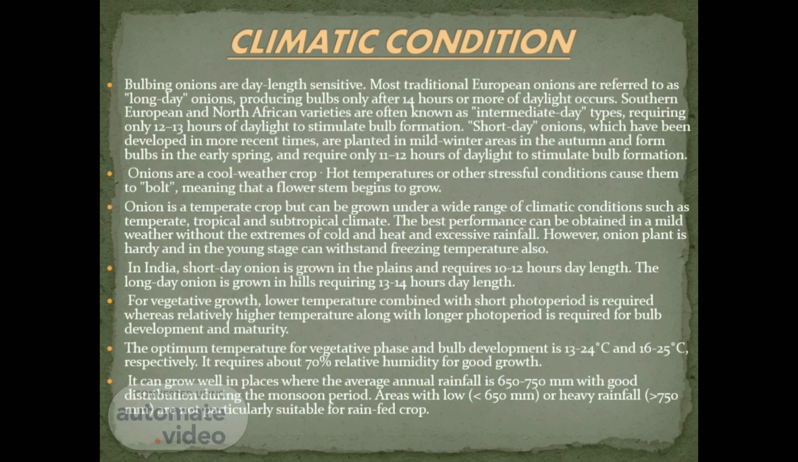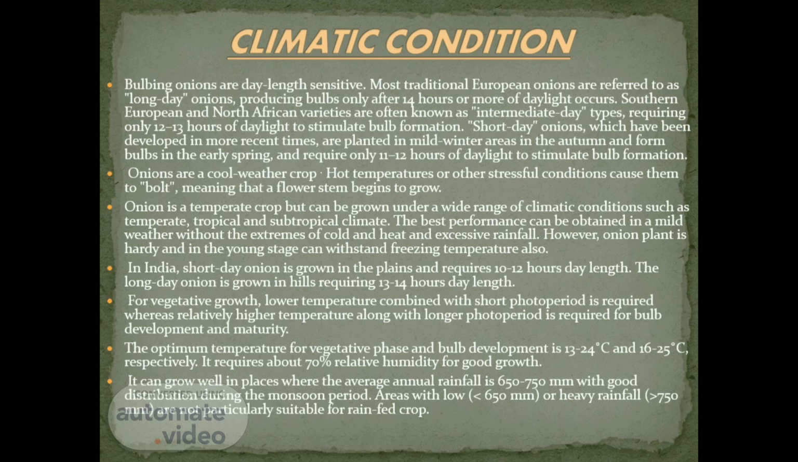Climatic conditions. Bulbing onions are day length sensitive. Most traditional European onions are referred to as long day onions, producing bulbs only after 14 hours or more of daylight occurs. Southern European and North African varieties are often known as intermediate day types, requiring only 12 to 13 hours of daylight to stimulate bulb formation.